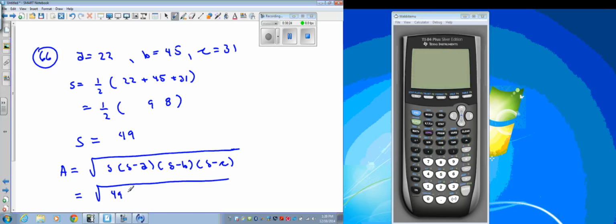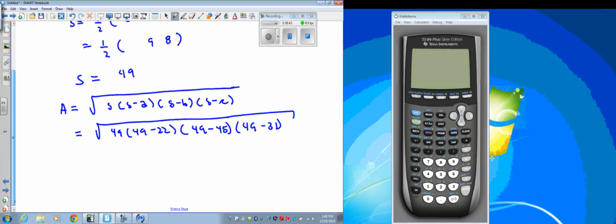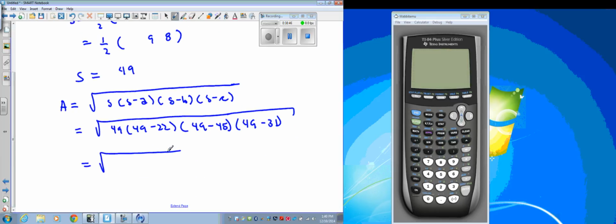49 times 49 minus 22, 49 minus 45, and 49 minus 31. So 49, 27 times 4 times, that was 31, wasn't it? And that's 18.